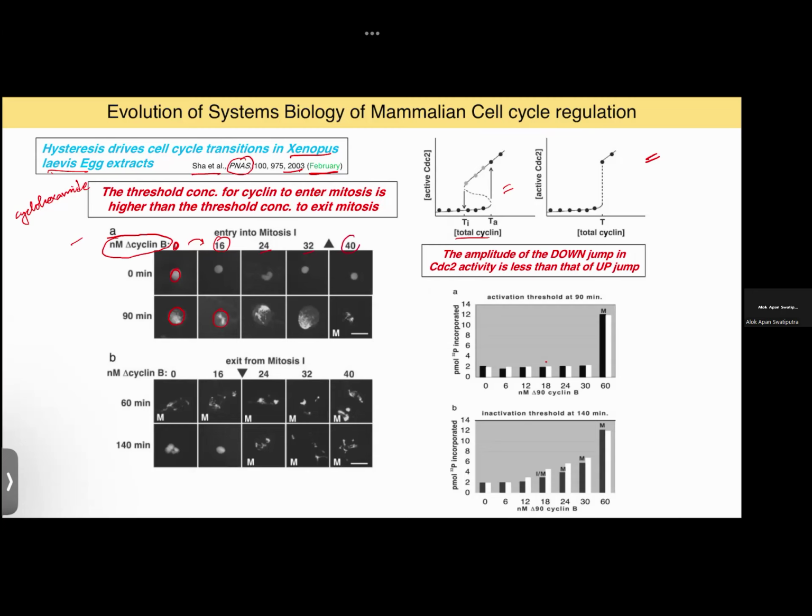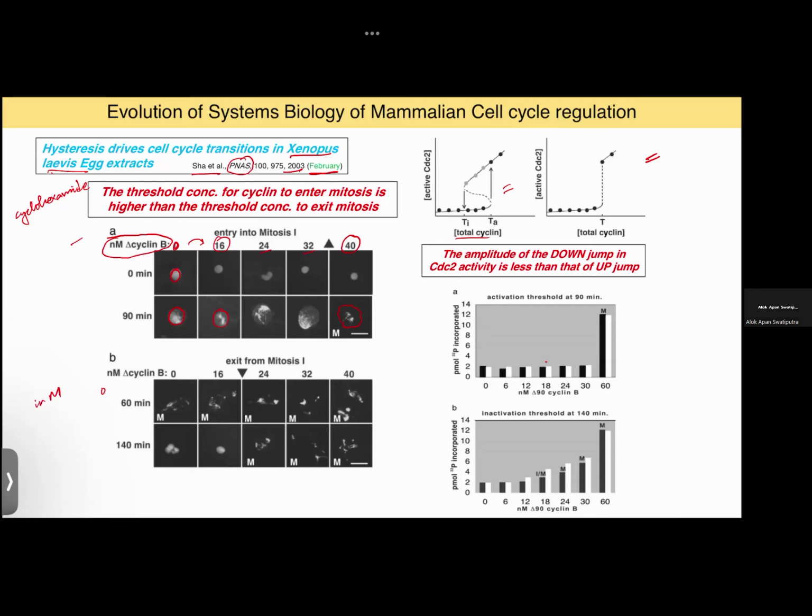Only when they added 40 nanomolar of this external special cyclin, you see that the nuclear envelope has vanished and the chromosomes have segregated, so the cell has entered mitosis. So this is the low to high direction. How do you show the hysteresis? Instead of adding cycloheximide at zero, they allowed the cell to do its proper work for 60 minutes and enter mitosis. Then they added the cycloheximide.